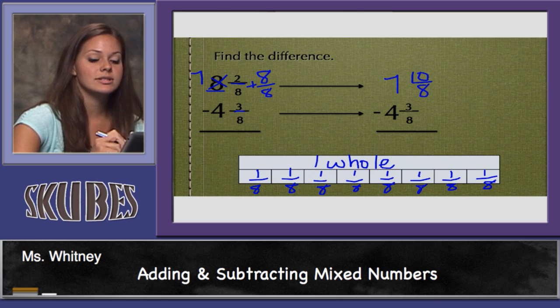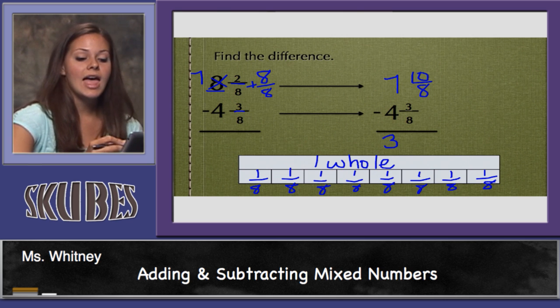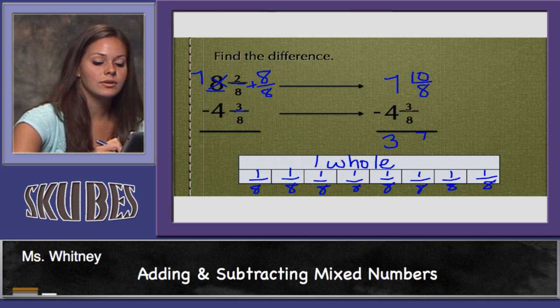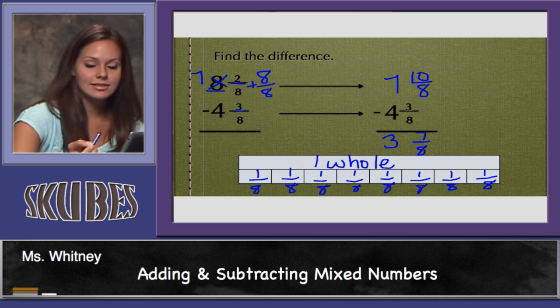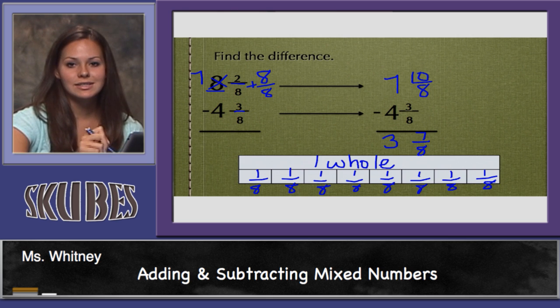I'll start with the whole numbers. 7 take away 4 is equal to 3, and 10 eighths take away 3 eighths is equal to 7 eighths. And this concludes our lesson on adding and subtracting mixed numbers.